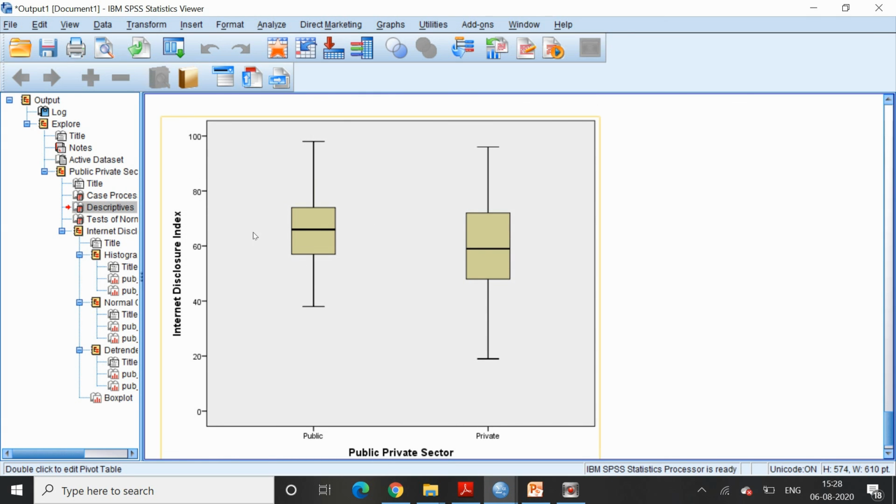And even the box plot shows symmetry, which conveys that our data is normally distributed.